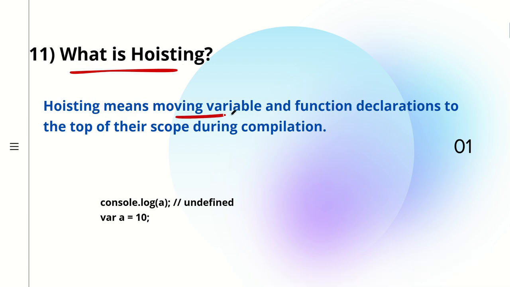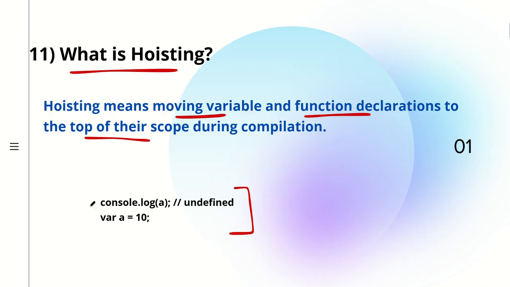Hoisting means moving the variable or function declarations to the top of their scope during compilation. If you have seen other languages like Java, Python, C++, C, in those languages, if you use a variable before declaring it, you get an error that the variable is not defined. But that is not the case with JavaScript. In JavaScript you will not get an error.